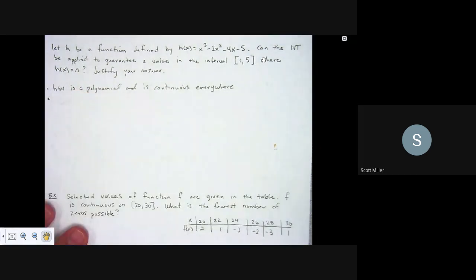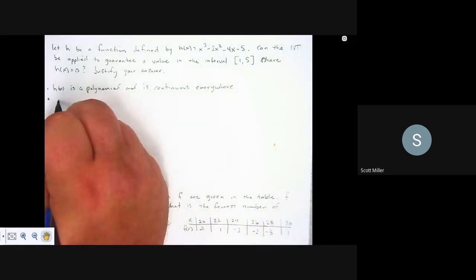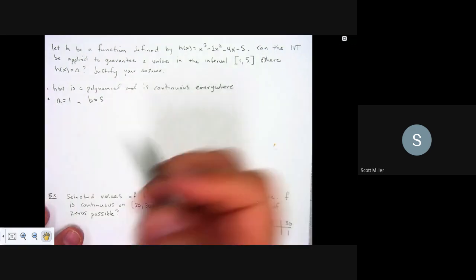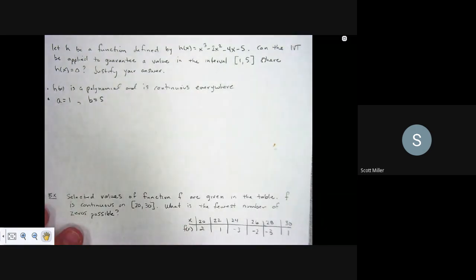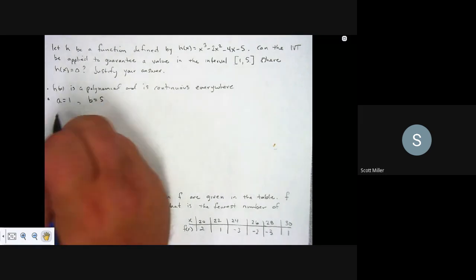Okay? So the next thing we want to do is establish our A and B, which are going to be these things right here. So A equals 1, B equals 5. And why we need to do that is because we have to make sure that we can find that H of 1 and H of 5. So we've got to find those too.